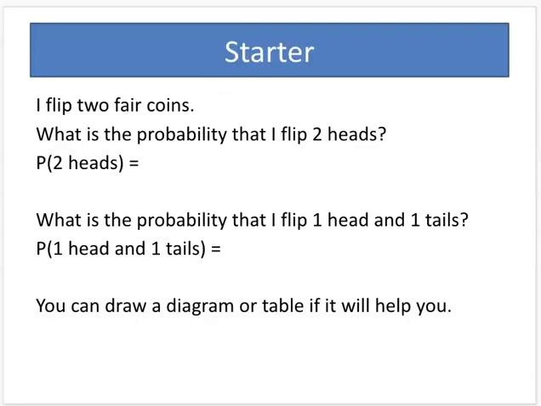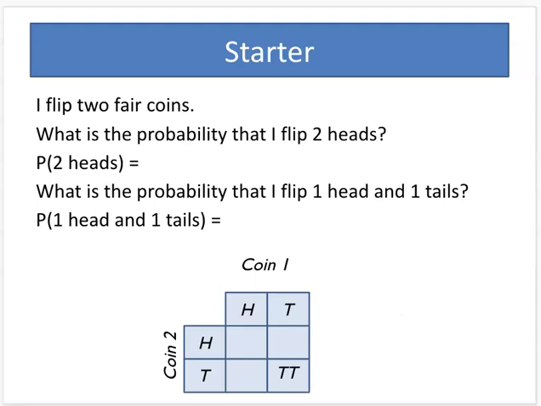So for starters, I flip two fair coins. What's the probability that I flip two heads? What's the probability that I flip one head and one tails? You can draw a diagram or a table if it helps you. Here's a table. You could fill in all the possibilities. So coin 1, coin 2, and you could calculate those probabilities.